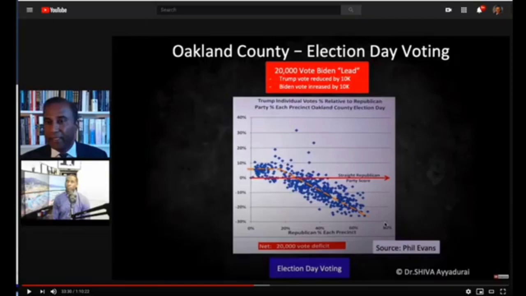And when you get to 20% Republican voting, then all of a sudden that line cranks down at a steep angle. And that line continues down, meaning that as you get a higher and higher percentage of Republican votes, Donald Trump gets less and less of that vote as a percentage against the straight Republican ticket.